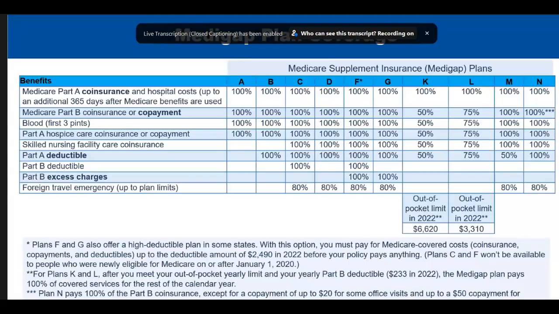So here you can see an array of types of coverages that each policy provides. As you look across the top of your screen, you'll see those 10 standardized plan policy types, A through N. You'll also see that there are some letters that are skipped. For instance, you'll see that there's no E there. E is no longer available for sale. H is no longer available for sale. We talked about those in the previous slide.